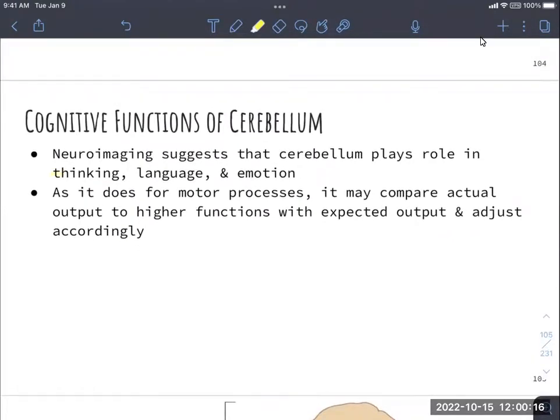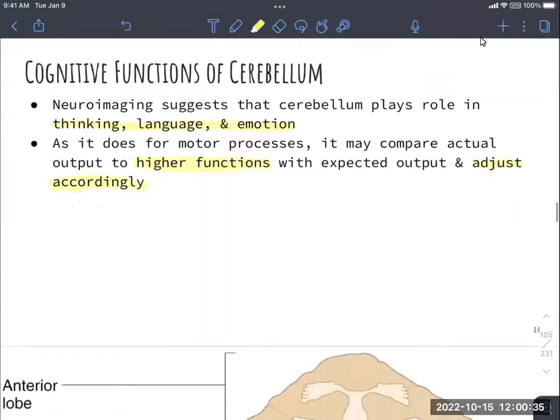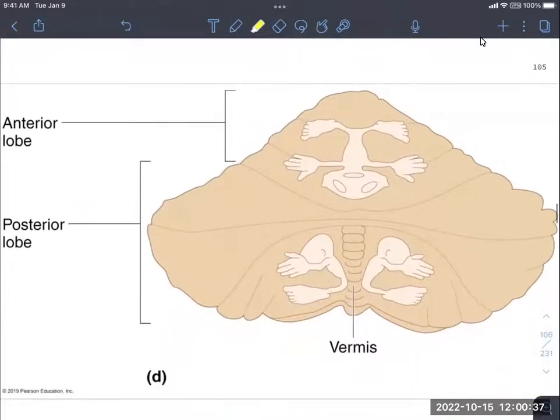They've even found that your cerebellum can play a role in how you think, language, and emotion. It may also do some higher functions. And then it'll help adjust those higher functions accordingly. So here are those homunculi that I talked about, just how your cerebrum has the motor homunculus, so does that cerebellum.